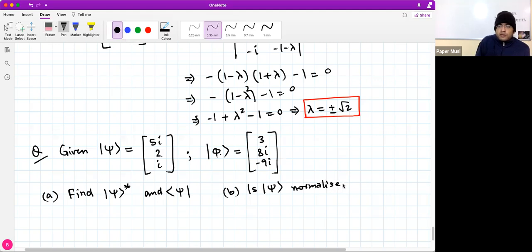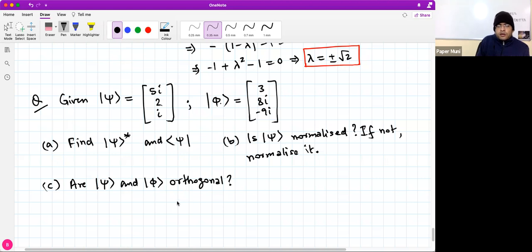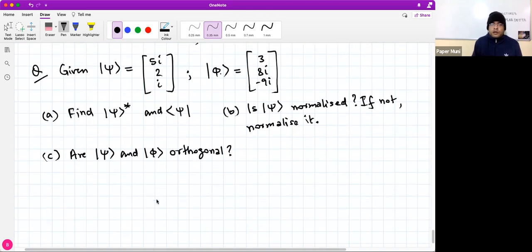If not, normalize it. Next question is, are psi and phi orthogonal? So you have to check for this. So let's do it quickly. You have the question given to you.